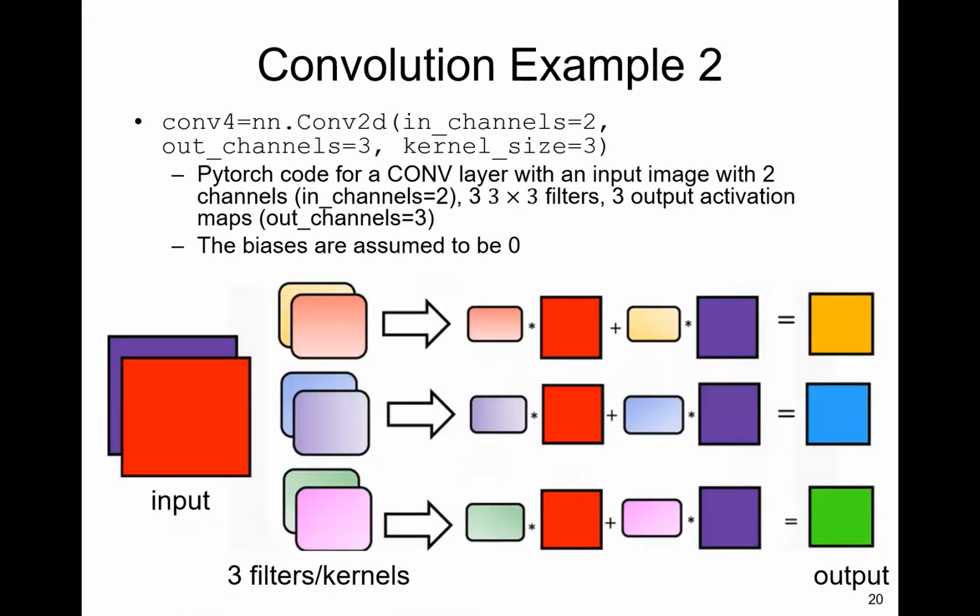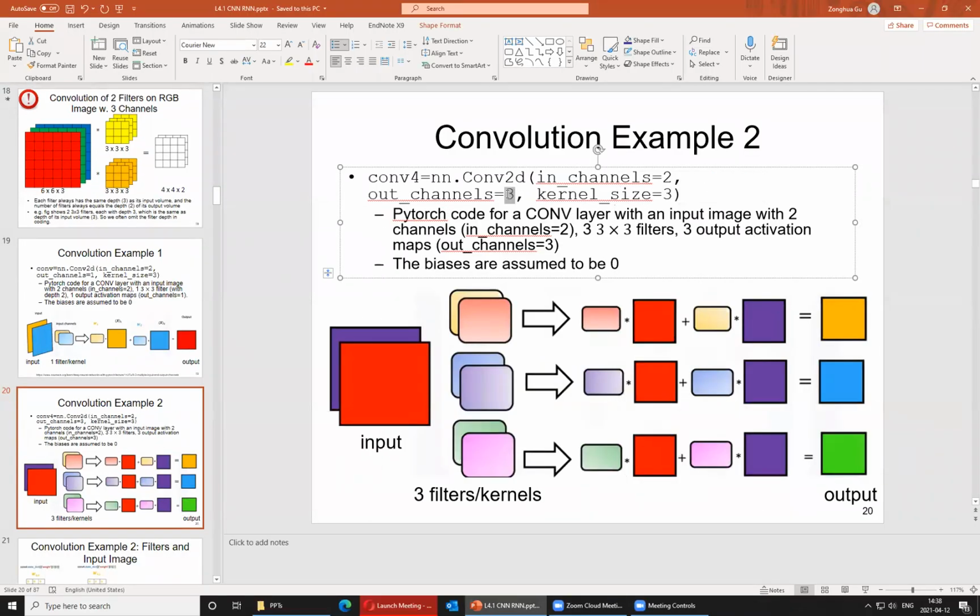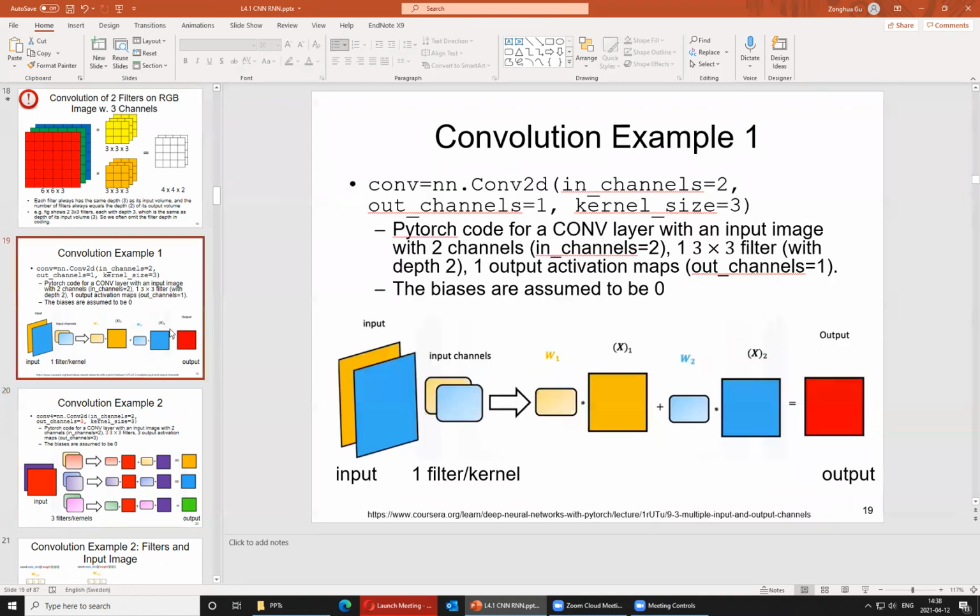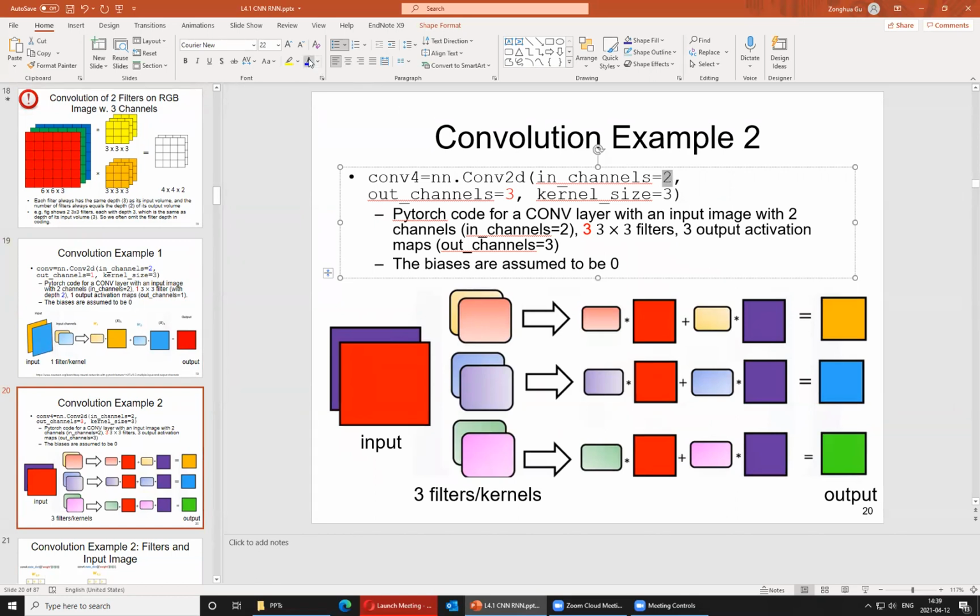So here's another example. The only difference here is output channels is 3 now. I should highlight this. Output channels is 3, it means it has 3 filters, whereas this output channels is 1, it means it's 1 filter. So the depth is always matched with the input volume. Let's make it color matched.